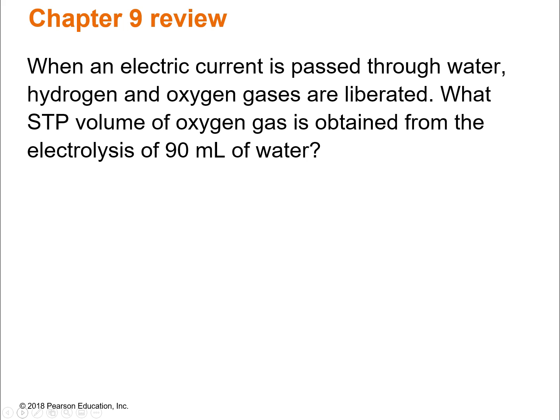The first one I pulled was the one about the electric current passing through water. So when that happens, you liberate hydrogen and oxygen gas. The question is asking what's the STP volume of oxygen gas obtained from the electrolysis of 90 milliliters of water. The first thing you have to do for this problem is write a balanced equation. You're not given one, but you're told what the equation is, and then you just have to balance it.